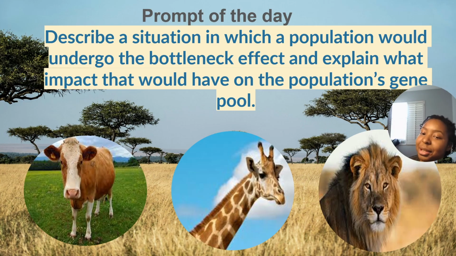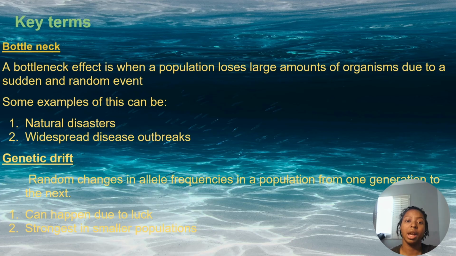Describe a situation in which a population would undergo a bottleneck effect and explain what impact that would have on the population's gene pool. Okay, so before we talk about the prompt, we are going to review a few key terms.